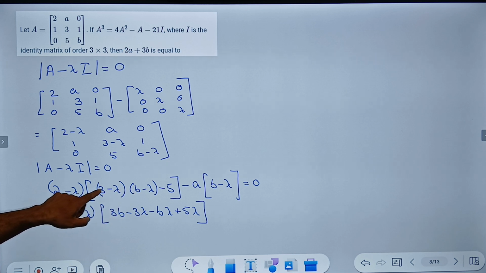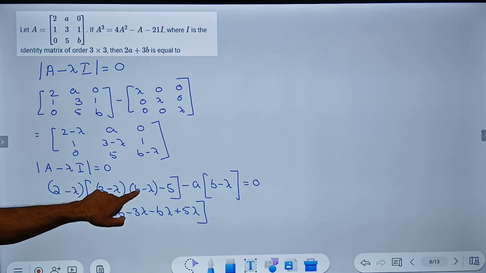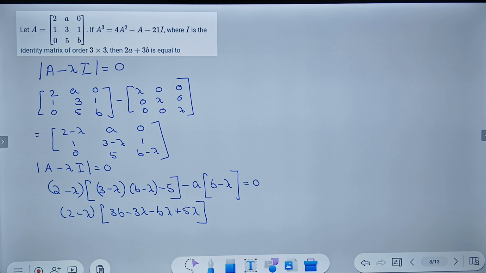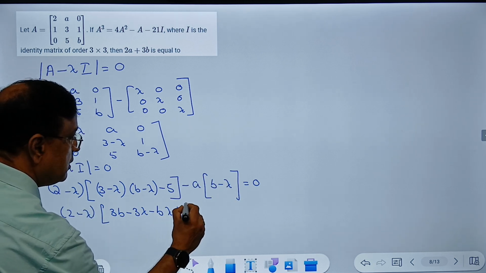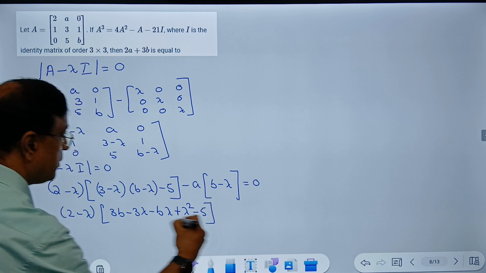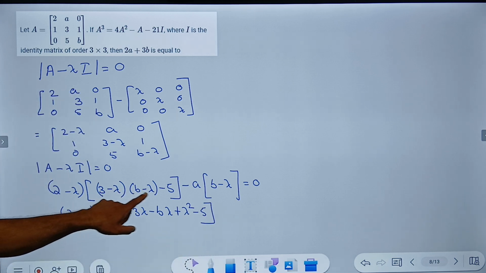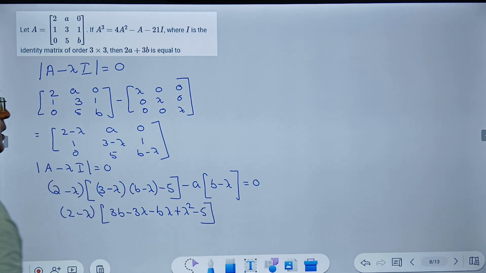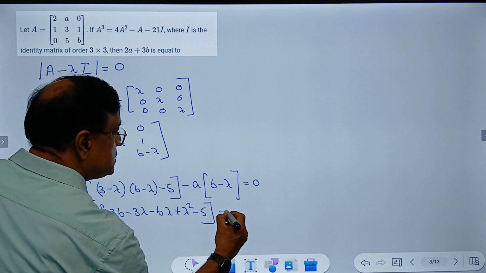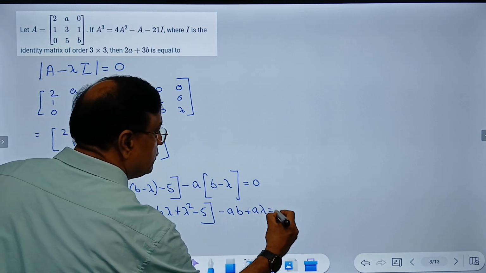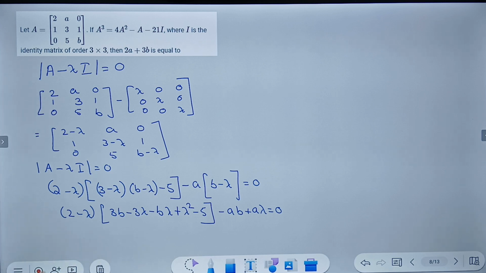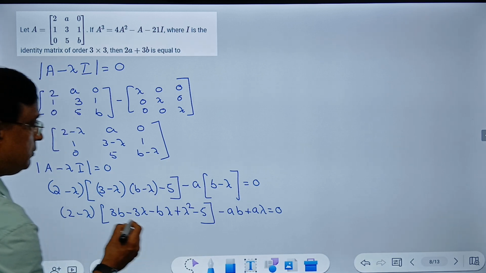3b minus 3 lambda minus lambda b plus lambda square, plus lambda square minus 5. Okay, 3b minus 3 lambda minus, okay, it's perfect. And this is minus ab plus a lambda equal to 0. You have to concentrate, that's all. It's not difficult, you have to concentrate on this. Now just open the bracket.